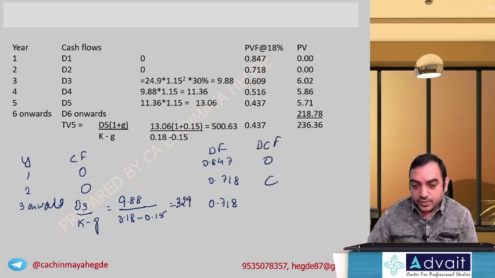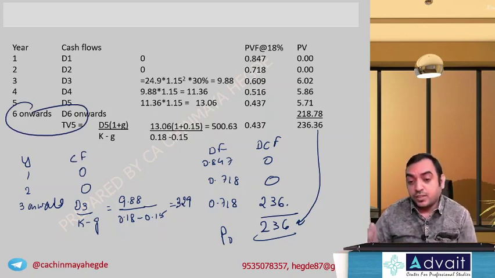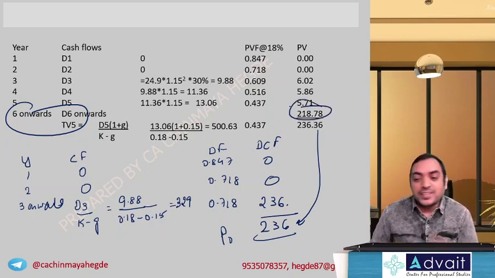This is anyway 0. 329 into 0.718, you get 236 approximately. Same number you get, intrinsic value P0. The reason why I did till 6th year is because in case the problem says the person wants to sell after 5th year, what is P5? That would be 218. Only for that purpose I calculated.